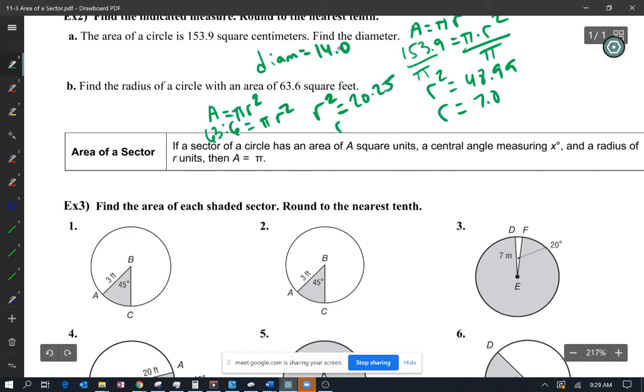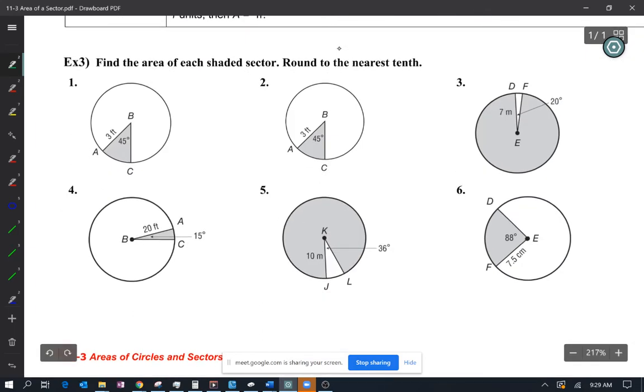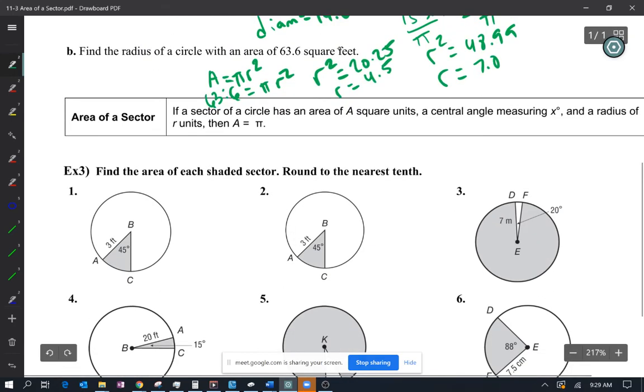Square root. R is about, I think, 4.5? Yeah, it is 4.5. The square root of 20.25 is 4.5. All right, pretty easy, not hard. All right, next problem. Example 3.